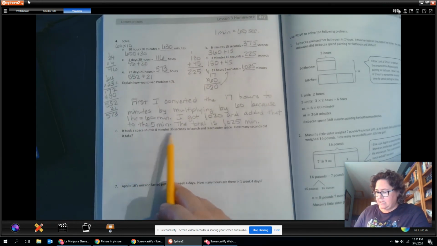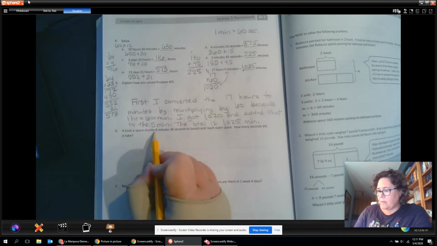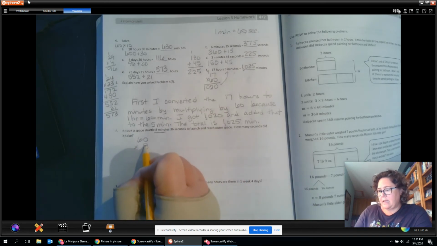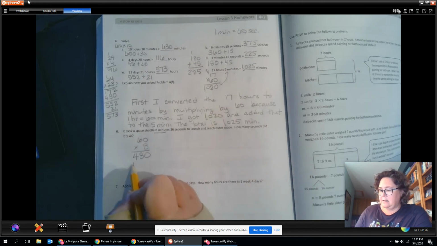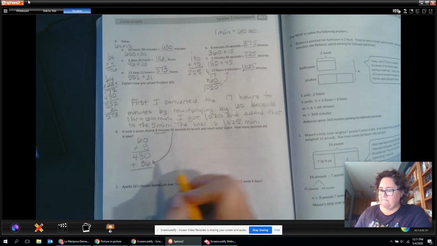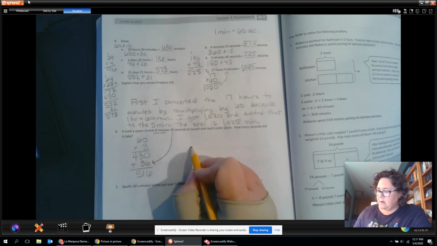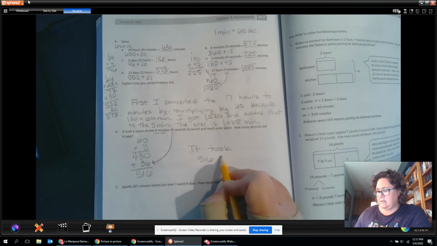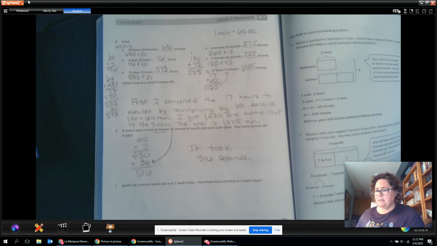It took a space shuttle 8 minutes, 36 seconds to launch and reach outer space. How many seconds did it take? Well, we've got to convert this 8 minutes. So again, 60 seconds in a minute, multiply by 8. 8 times 6 is 48. We're going to add the 36 seconds to that because we've got to not forget that guy. So that's 6. 8 and 3 is 11. So it took 516 seconds.